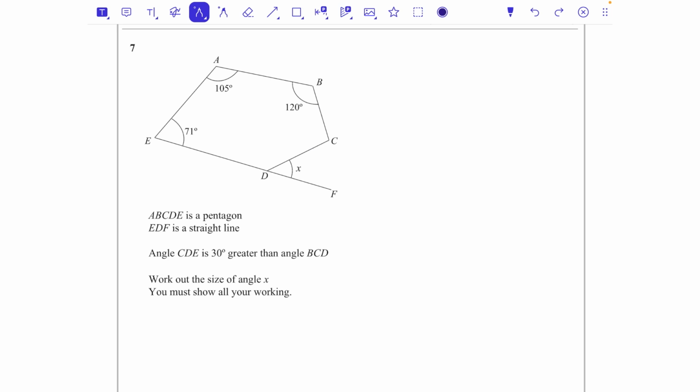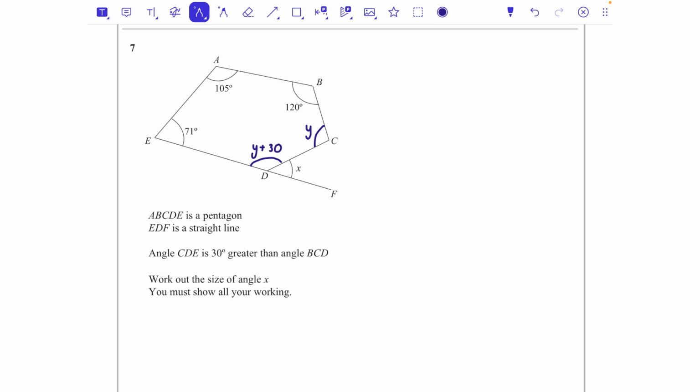So we know that this angle here is 30 degrees bigger than this angle here. So let's call this angle Y, and let's call this angle Y add 30. I don't want to use X because X is already at play over there. So Y and Y add 30.